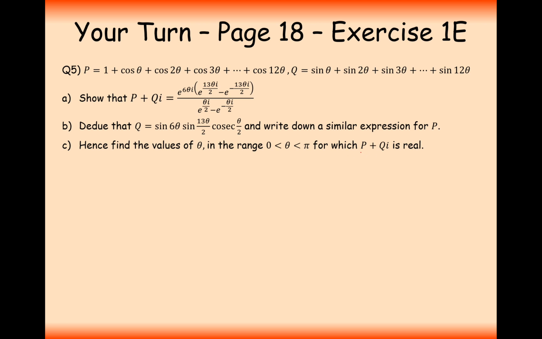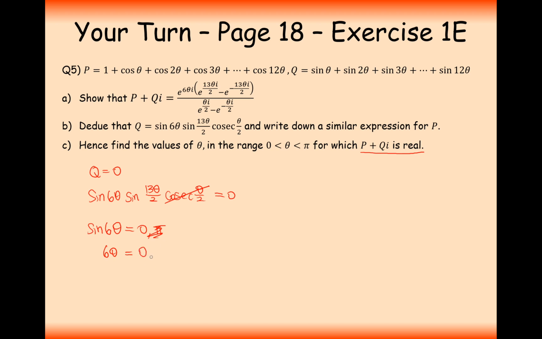Okay, so if we want P plus QI to be real, then Q has to equal 0. It has to have no imaginary part to it. So if we want sine 6 theta, sine 13 theta over 2, cosec theta over 2 to equal 0, then one of these components has to equal 0. First of all, this component here is never 0, so that's automatically out of the game. So it's either sine 6 theta that equals 0, or sine 13 theta over 2 equals 0. So therefore 6 theta, now what values will give us sine equal to 0?